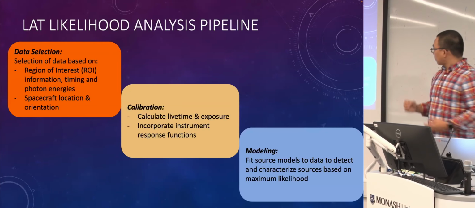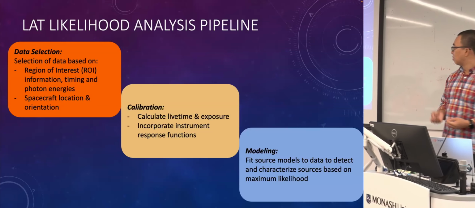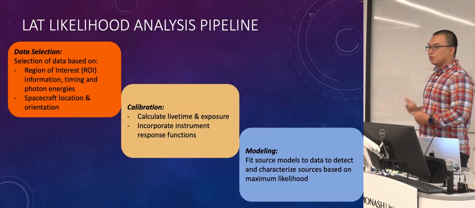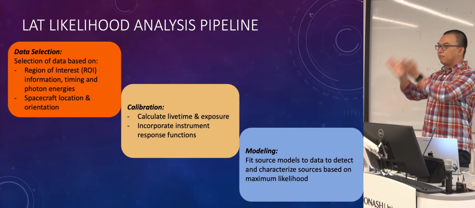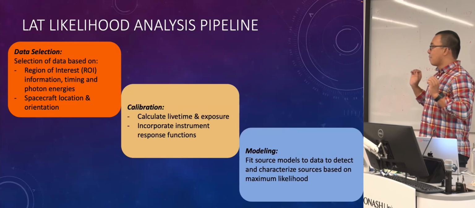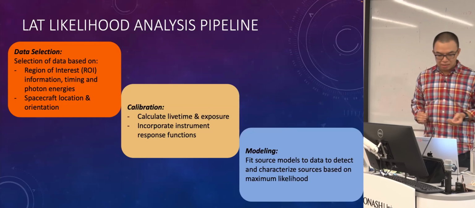The next step is to do calibration. It takes into consideration the instrument response function, the lifetime of the observation, and the exposure that we observe for that patch of the sky. That can convert the photon counts into the actual flux that we're interested in.